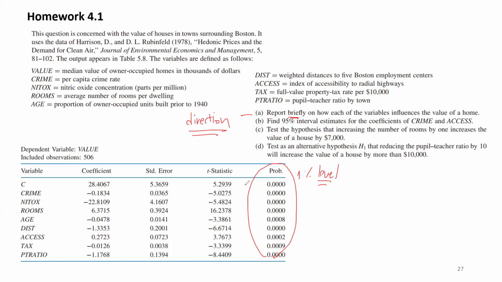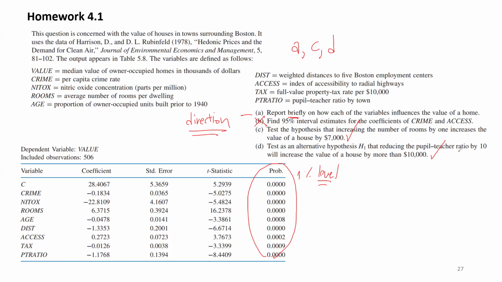B, the 95% interval estimate. I think we need to skip this one, too tiring. Okay. C, test the hypothesis. Okay, you have to do this. 4, test the hypothesis. Okay, you have to do this. So for 4.1, do only A, C, and D. Okay, do not do B. I think it takes time and is tiring.